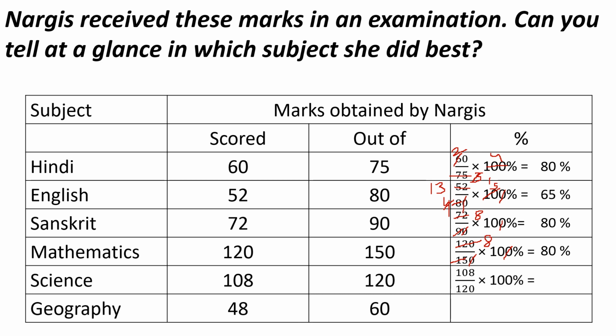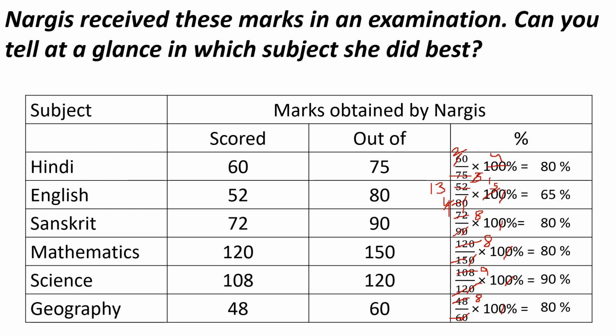Then in science, 108 by 120 multiplied by 100%. So here again 0 and 0 will be cancelled and we know that 12 nines are 108 and 9 multiplied by 10 equals 90%. Last, for geography, 48 by 60 multiplied by 100%. 0 and 0 will be cancelled and you know that 6 8s are 48. So here what you will get, the percentage is 80%. Now you can compare because now the numbers are according to per 100.